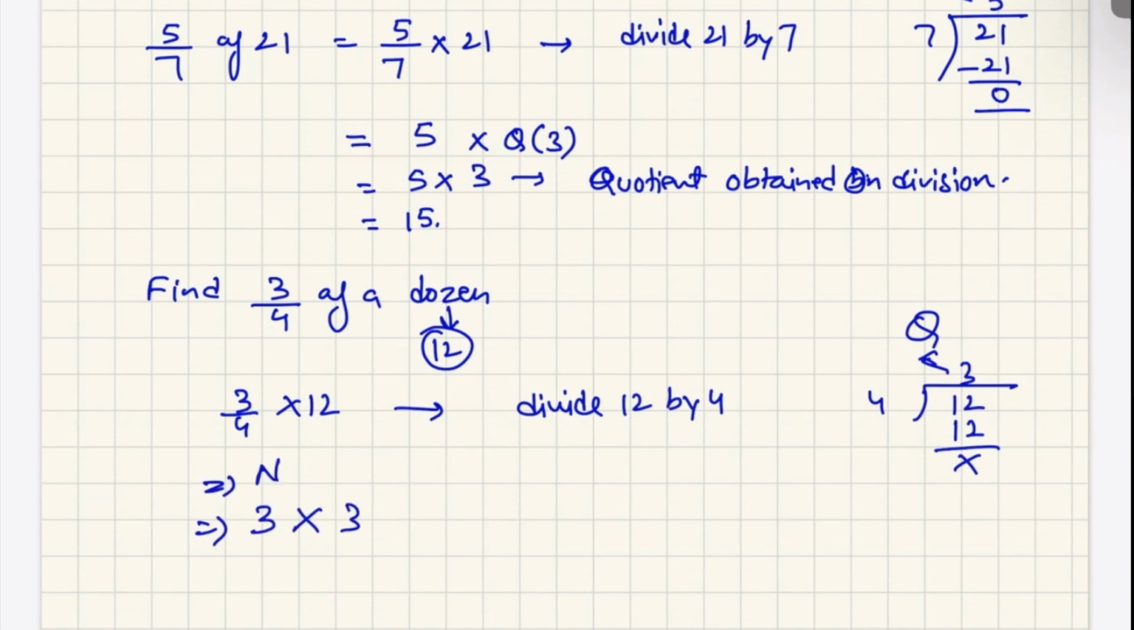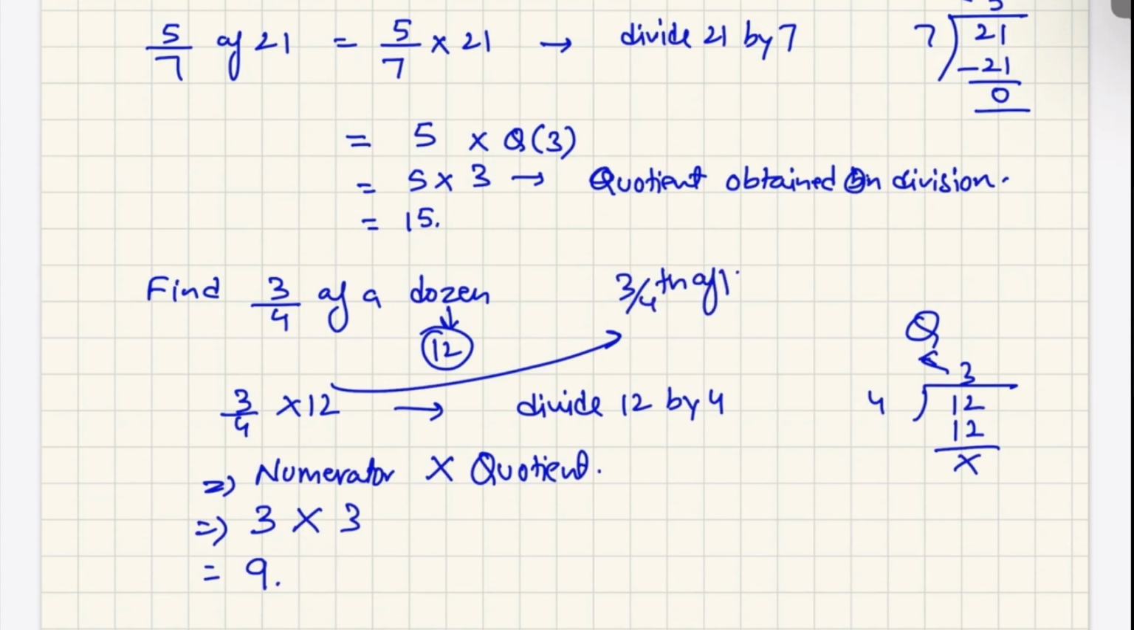So it has to be like this: numerator multiplied by the quotient. So 3 times 3 is 9. 3 by 4 means 3/4 of 12. We read it like this: 3/4 of 12 is what? 9. So 3/4 of 12 is 9. Is that clear? With this, our fractions topic is over.